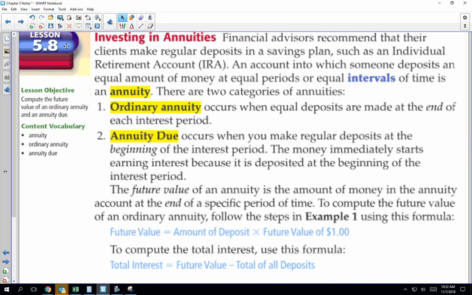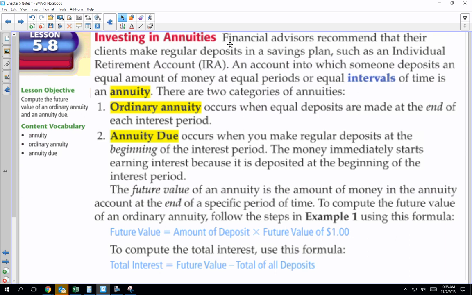All right, last bit of our lesson here in Chapter 8. This is where the money happens. Lesson 5.8 is about annuities. So you're going to compute the future value of an ordinary annuity and an annuity due.